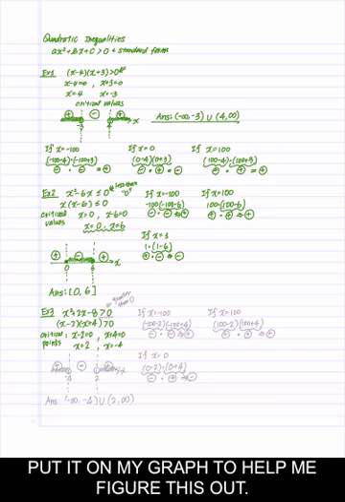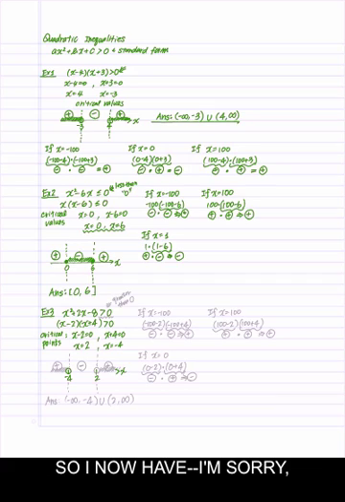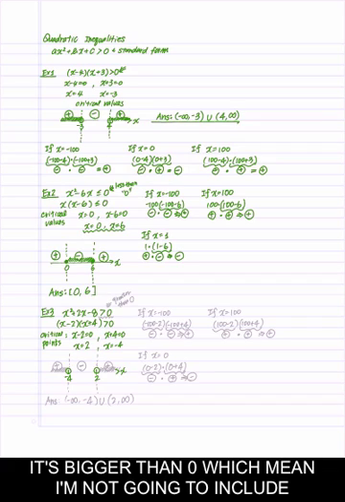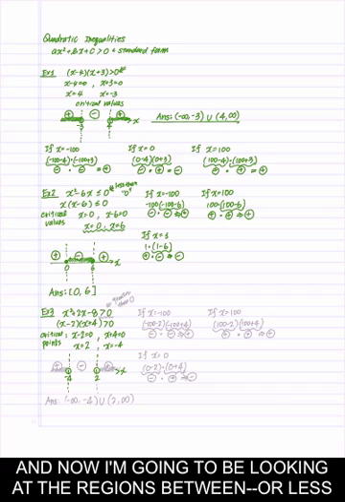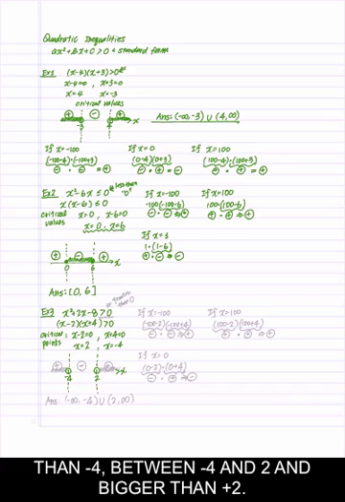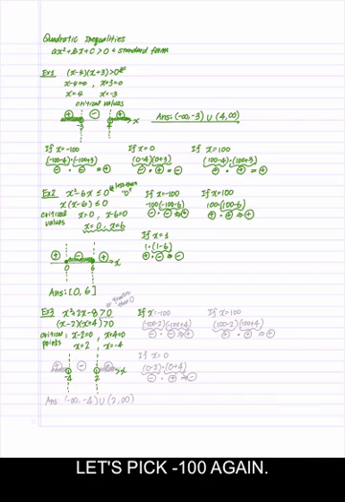So here are my two critical values, or my critical points. I'll draw my graph to help me figure this out. Put down my critical values. So I now have, that's right, it's bigger than 0, which means I'm not going to include the endpoint, so I'm on the open circles there. And now I'm going to be looking at the regions less than -4, between -4 and 2, and bigger than +2. So we'll start out with a value that is less than -4. Let's pick -100 again.